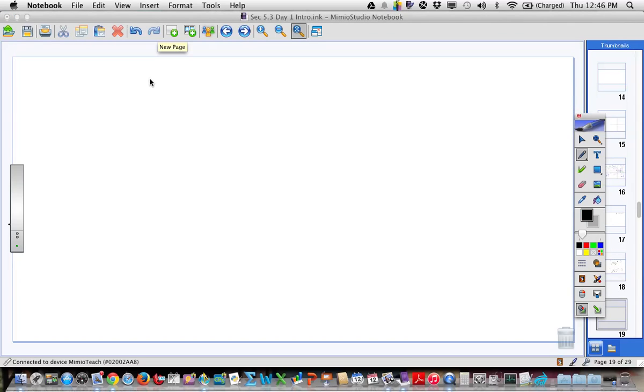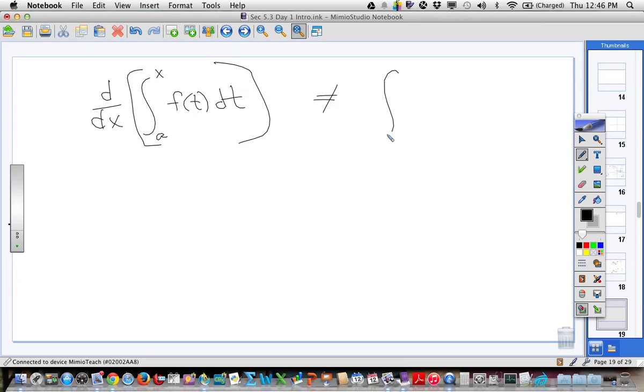Basically, what 48 says is this. It says the integral. No, I'm sorry. It says you're supposed to show that the derivative of the integral is not equal to the integral of the derivative.